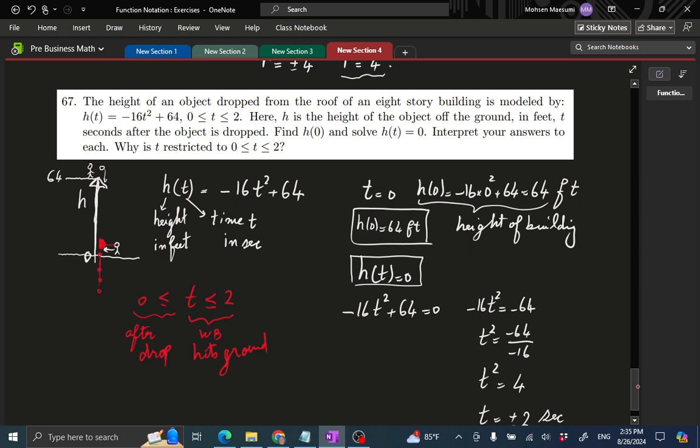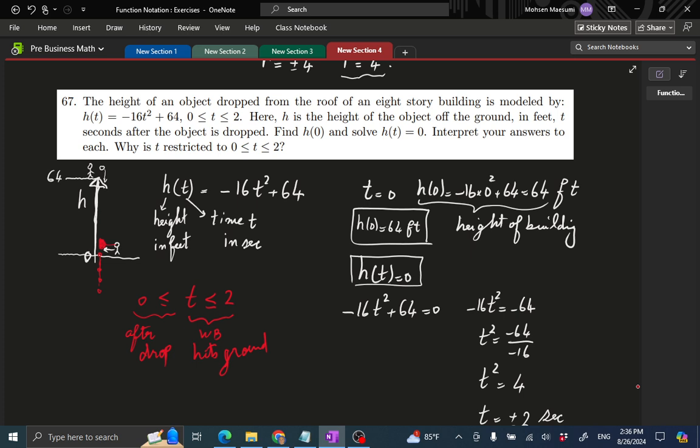So our formula is good from the moment that you drop the ball until it hits the ground. What was it doing before? Well, I don't know where the water balloon was before, and I don't know what happens to it after it hits the ground. But between these two moments, I have this formula for you. That's what we are interpreting.